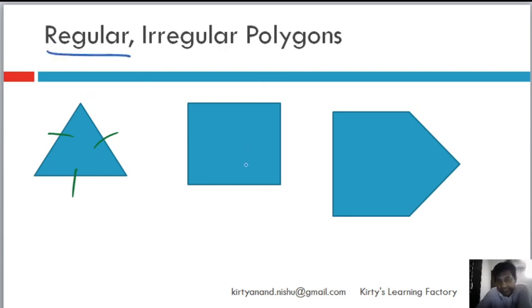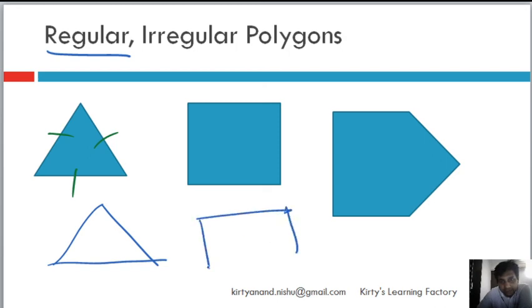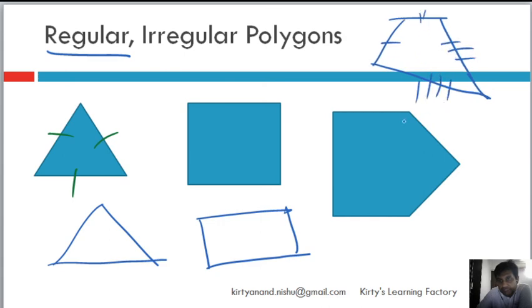But if the sides are not equal to each other, let's say I make a scalene triangle, or I make an isosceles triangle, or I just make a rectangle for that matter, or just a quadrilateral like that, where the sides are not equal to each other, or any polygon for that matter, such polygons are known as irregular polygons.